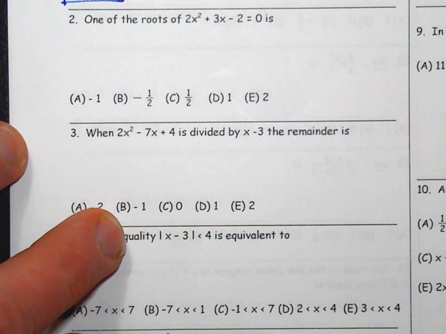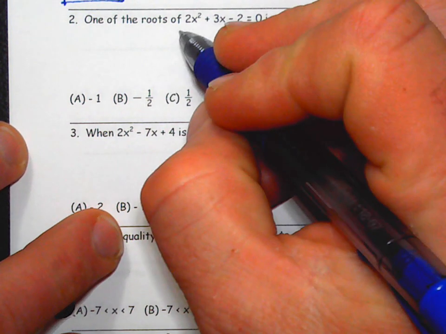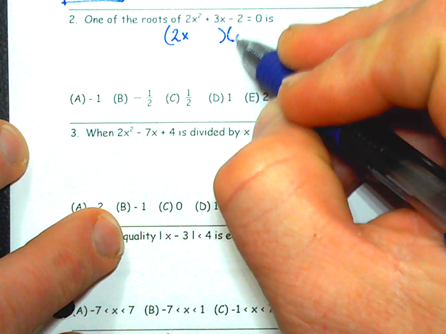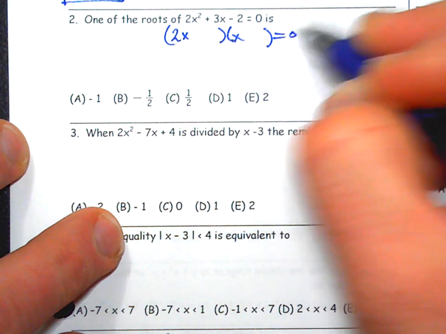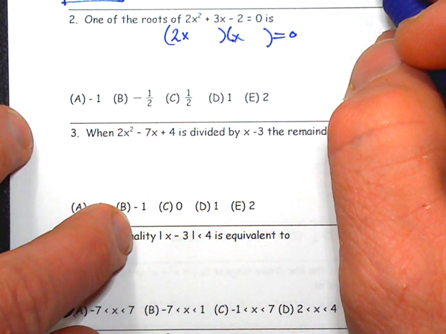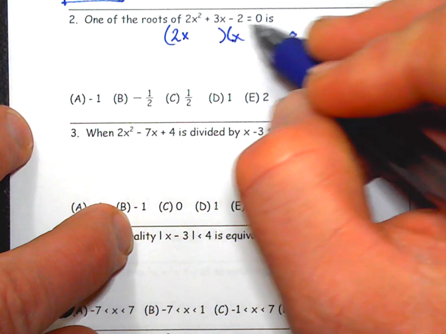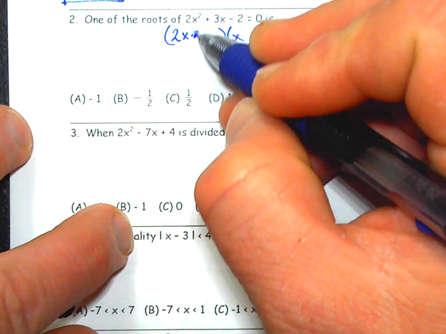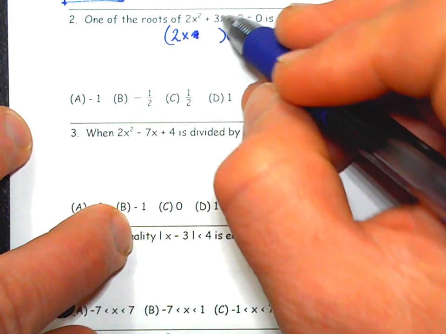Number 2, one of the roots. Roots are like x-intercepts. So we'd probably try and factor this. If you had to, you could use the quadratic formula, but that's a lot more work, and it works if it's not factorable. But a pair of numbers that multiply together to get -2: one's got to be positive, one's got to be negative, and one's got to be 1, and one's got to be 2. But we want to get a positive 3 in the middle.